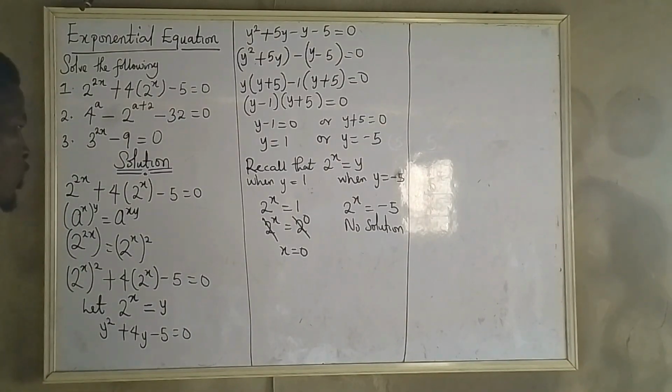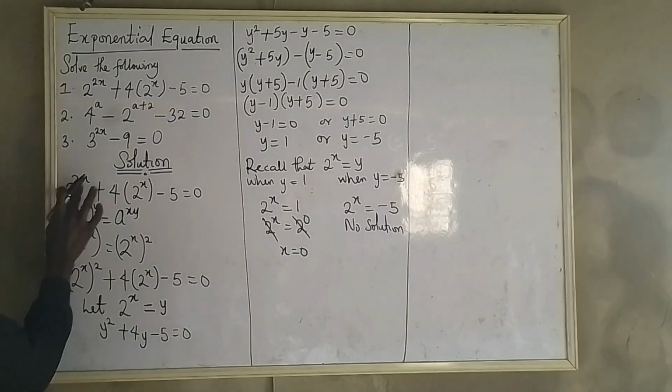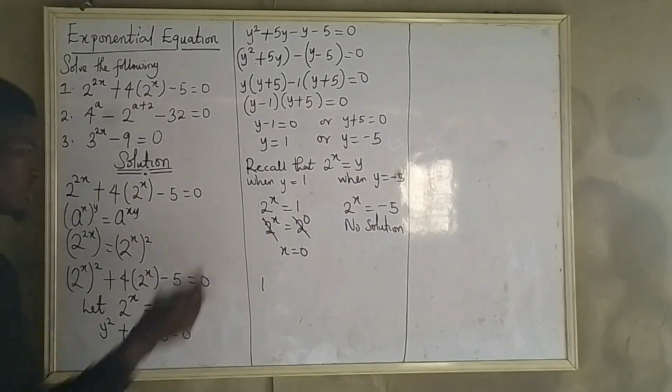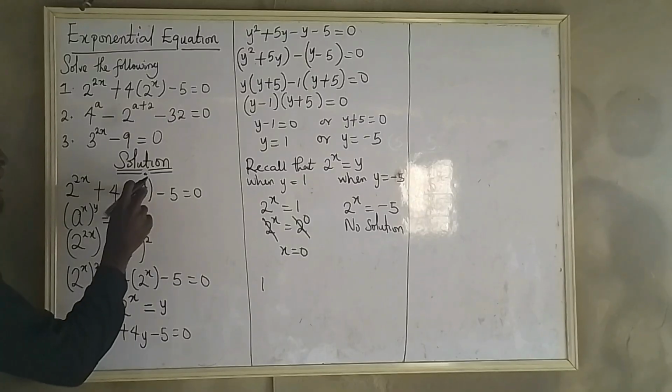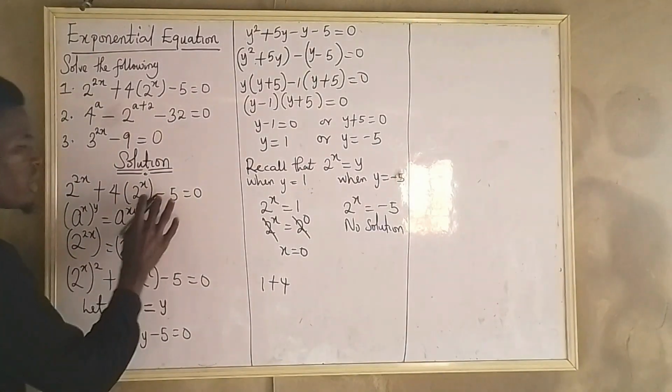Let me show you that the answer is really x. If you put x here, 2 times x, which is 0, that's 2 times 0. 2 times 0 is 0. 2 raised to power 0 is 1. 4 times 1 is 4. Then what?